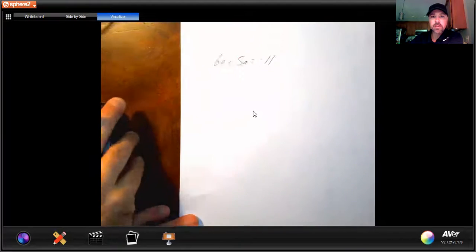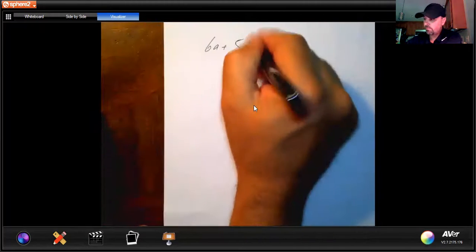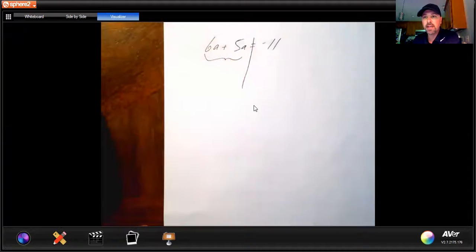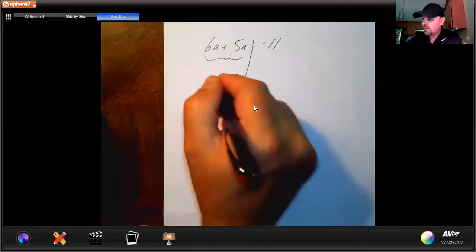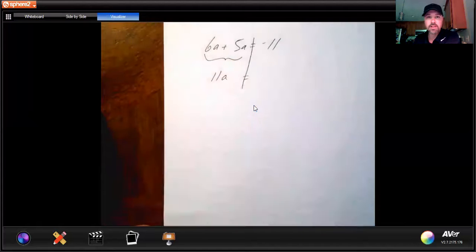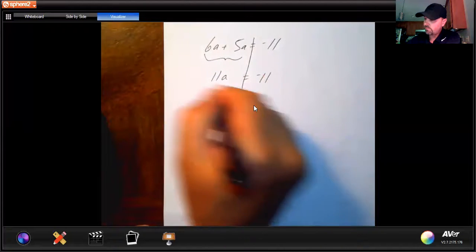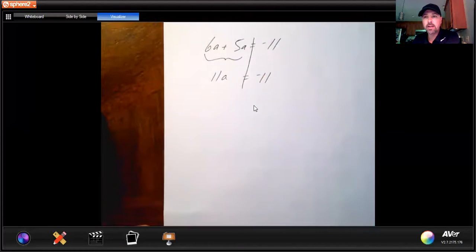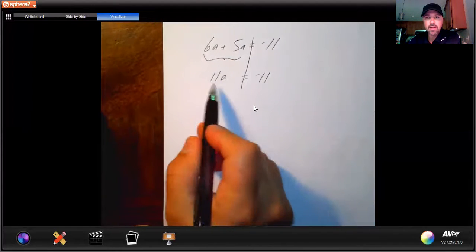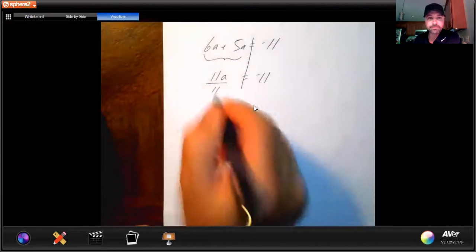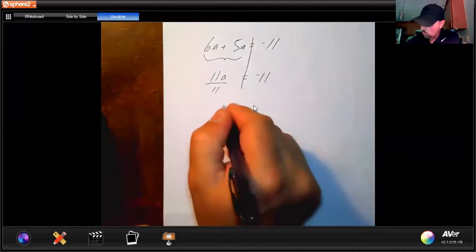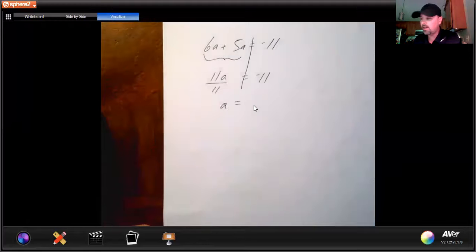6a plus 5a equals -11. We have two sets of a's. They can go together. 5a's plus 6a's is 11a's. So that's the first step. Okay, now it's prepared and ready to be solved, which really is a one-step equation. This means multiply, so we're going to undo it by dividing. 11 divided by 11 is 1, or a single a. If I divide that side by 11, I do the same thing on the other side to keep it balanced. So a is -1.